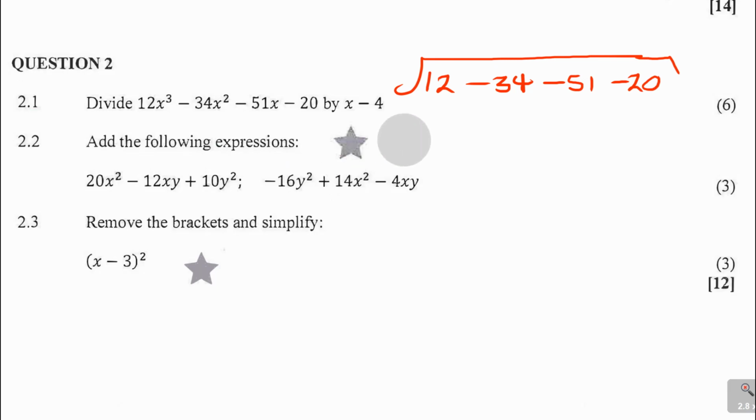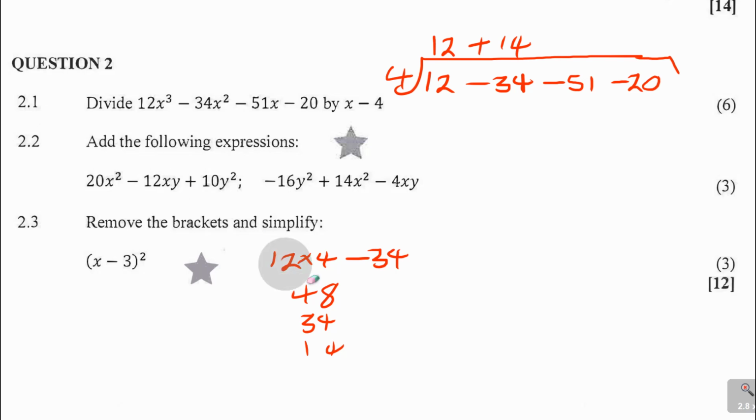So I'll have the 4 here. I hope I'm doing this right. Then you start with the 12 here. So say 12 times 4, which is 48. So you'll have 12 times 4 minus the next one, 34, which is 48 minus 34. You've got a 4 and a 1. It's a positive, so you're going to say plus 14. I hope it's going to work.